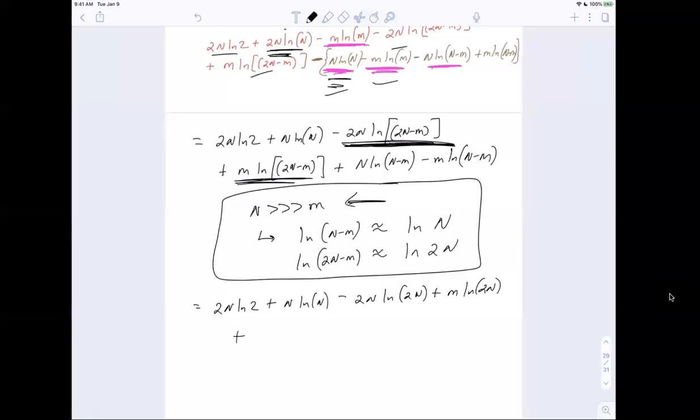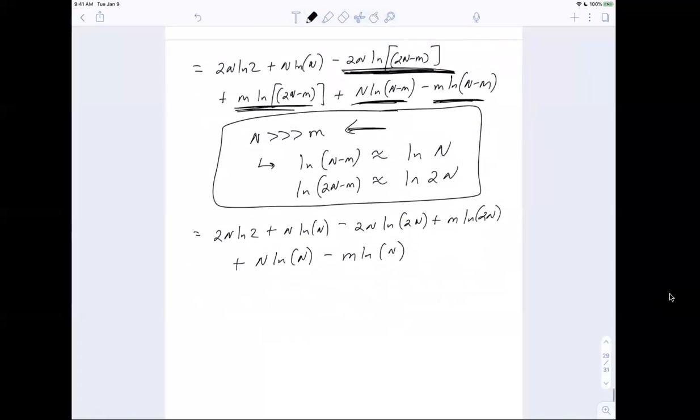Then that next to last term becomes n natural log minus m natural log n. Okay, so this term becomes n log n, and this term becomes minus m log capital N. Everyone okay? So that's this last equation that I wrote, and I hope everything comes out right.